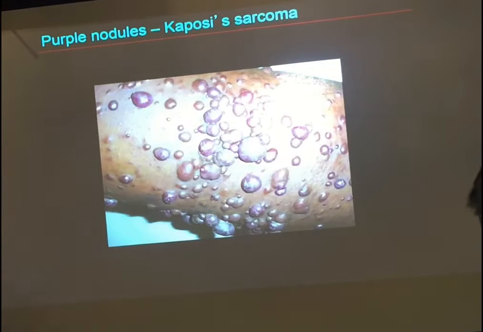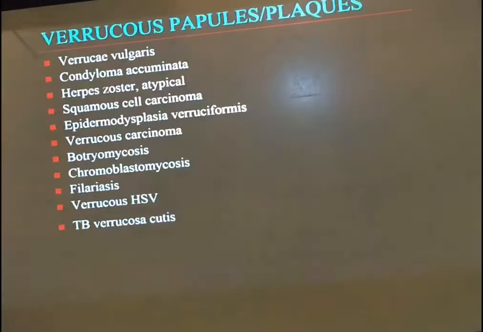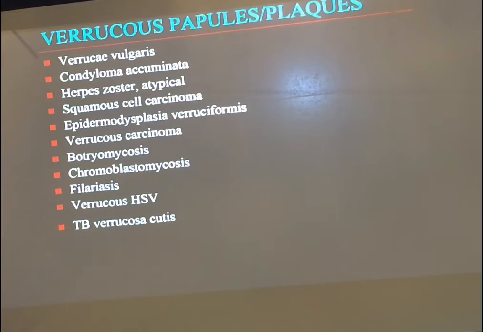And then purple violaceous nodules, especially in countries with high rates of HIV. This is still seen: Kaposi's sarcoma. Now verrucous plaques and papules. The top thing in verrucous papules and plaques is just warts. Other things can be verrucous carcinoma and verrucous HSV, and if you see verrucous HSV, it's acyclovir resistant. And then TB can cause wart-like plaques in some of the areas where TB is endemic.